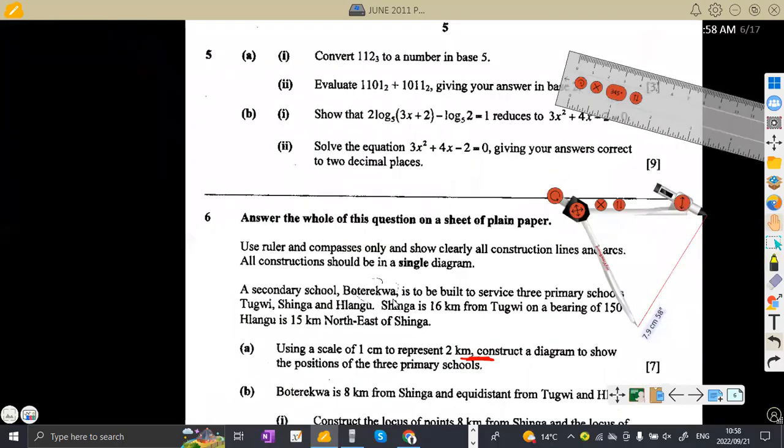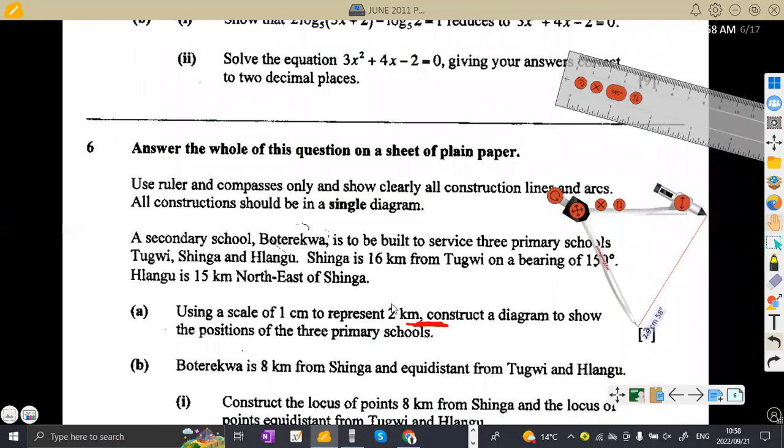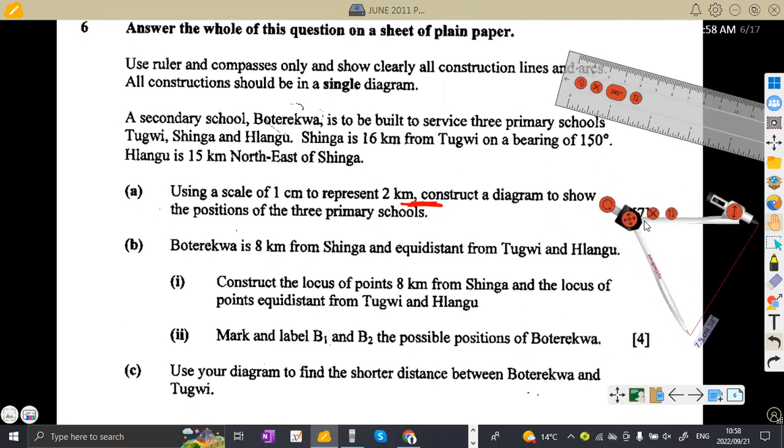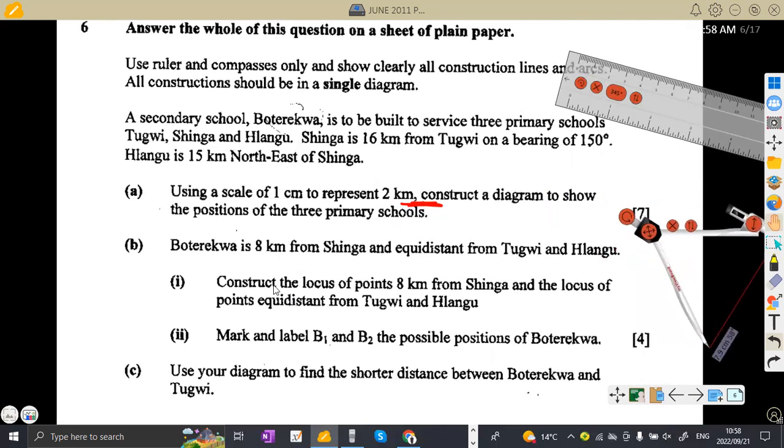The first question is, Boterekwa is 80 kilometers from Shinga and equidistant from Tugu and Klang. Construct the locus of points 80 kilometers from Shinga. So 8 kilometers, you divide again by 2, which is 4 centimeters. So from Shinga is a point. Remember, guys, locus of points equidistant from a fixed point. That one, it's a what? It's a circle. So we need locus of points equidistant, which is 8 kilometers from Shinga. So that is the first question.